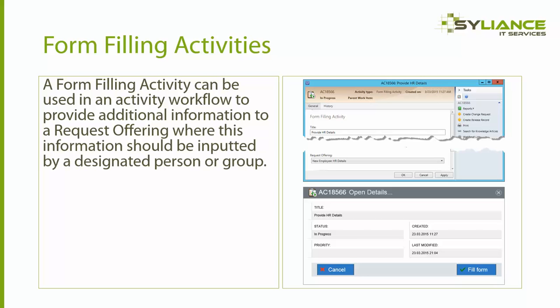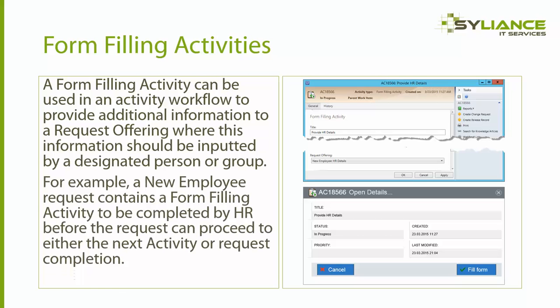A good example would be that you require the HR department to provide more information on a service request about a new employee joining the company. The form filling activity will then be assigned to the Human Resource Department, and when they go to the portal, they will find the form filling activity under My Open Activities and can then fill the form, which is a request offering that is bound to the form filling activity.